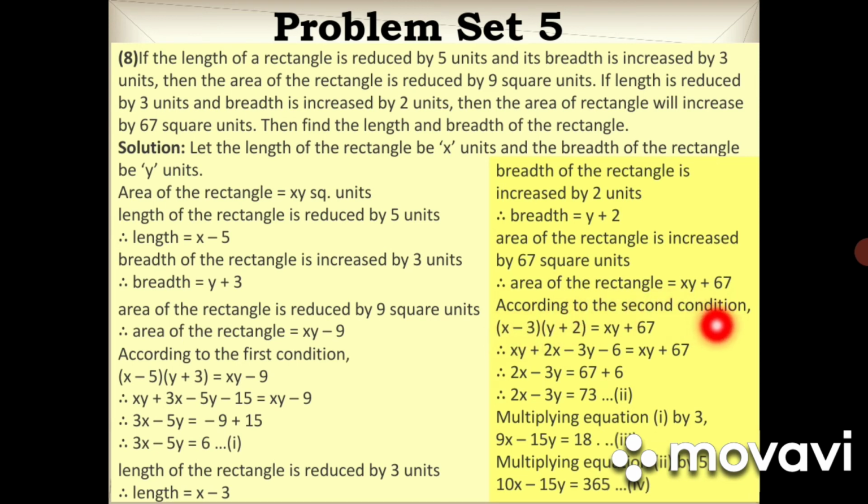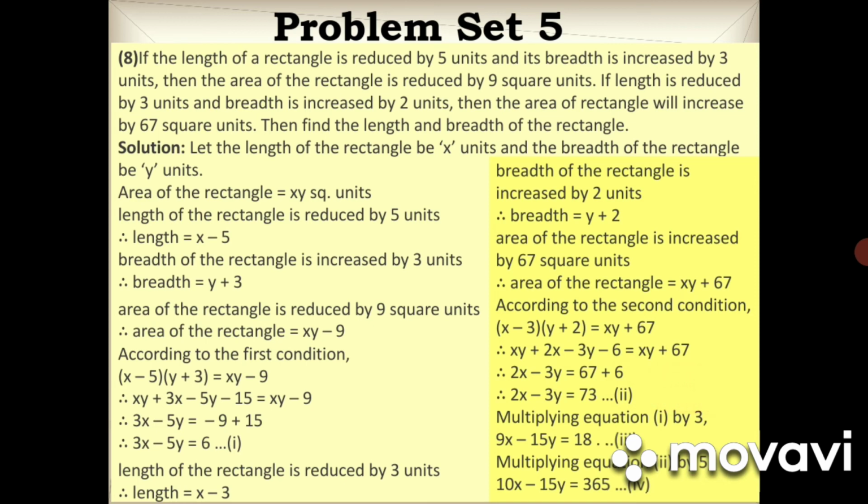According to the second condition, x minus 3 into y plus 2 is equal to xy plus 67. Therefore, on expanding, xy plus 2x minus 3y minus 6 is equal to xy plus 67. Xy term gets eliminated and we get 2x minus 3y is equal to 67 plus 6. Therefore, 2x minus 3y is equal to 73, which is equation 2.